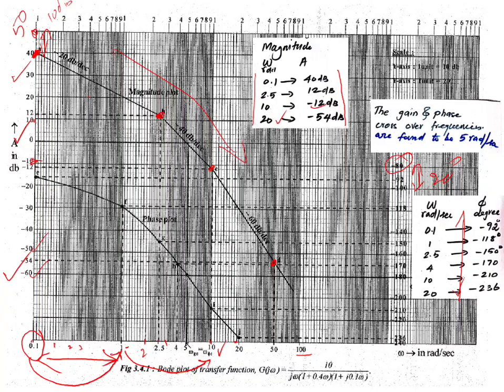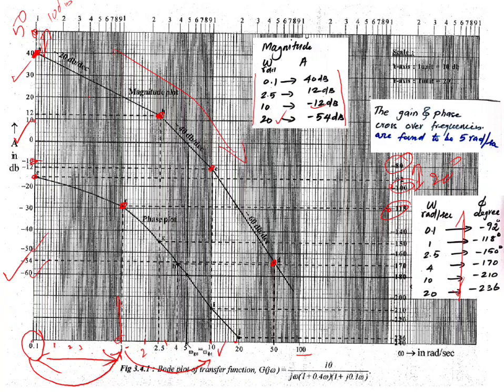Now we have to draw the phase for each frequency. For 0.1 radians per second, the phase value is 92 degrees, which is in between 80 and 100, so it's around here. The next point is 1 radian per second. At 1 radian per second, the phase angle is around 118. 118 should be in between 100 and 120, above 100 and near 120, so it's around here.